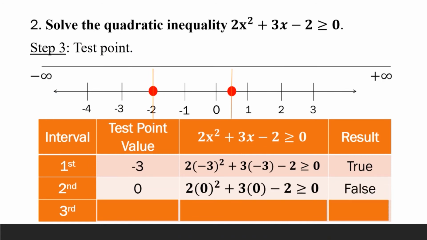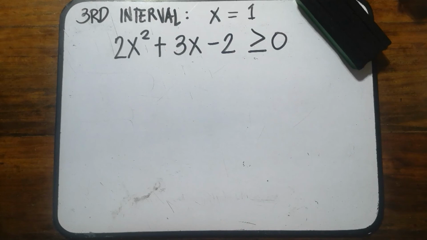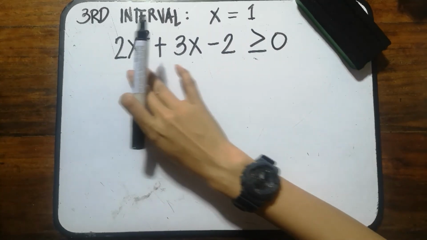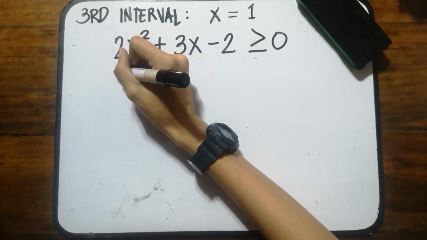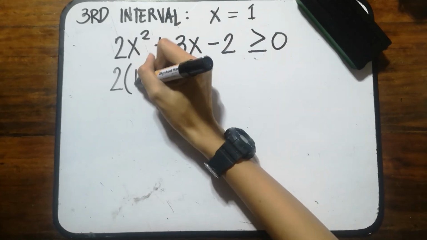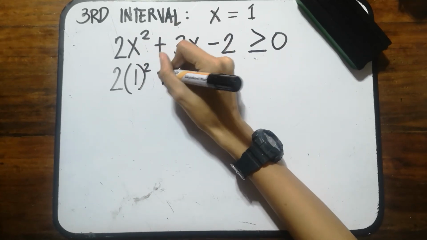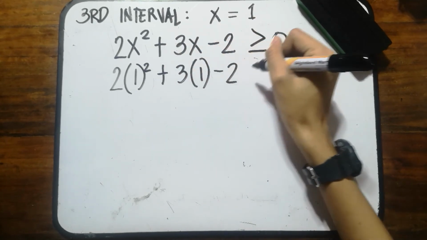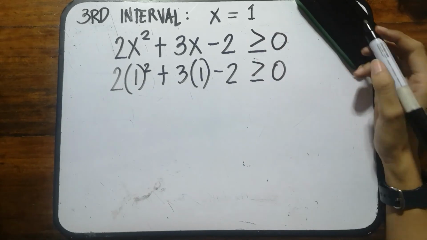And for the third interval, let us test the point value 1 if it satisfies the given inequality 2x squared plus 3x minus 2 greater than or equal to 0 by substitution method. Now let us substitute 1 to the variable x in the given inequality. This will now become 2 times 1 squared plus 3 times 1 minus 2 greater than or equal to 0.